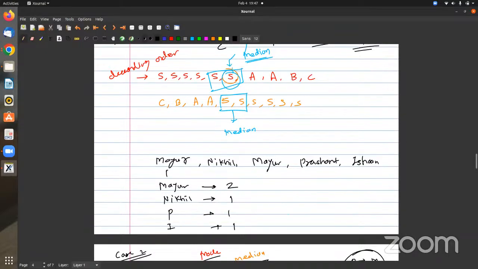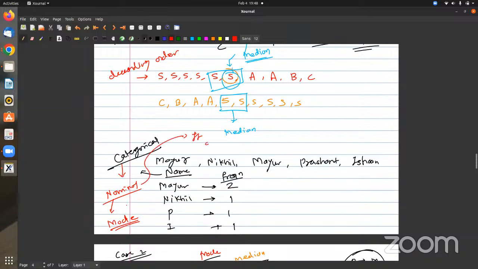So what is the variable name? Name, and this is the frequency, right? Name is what kind of variable? Categorical. What scale of measurement does it have? Nominal. For nominal, we can only define the mode. We cannot define the median because it does not have order, right? So what is the mode of this data set?